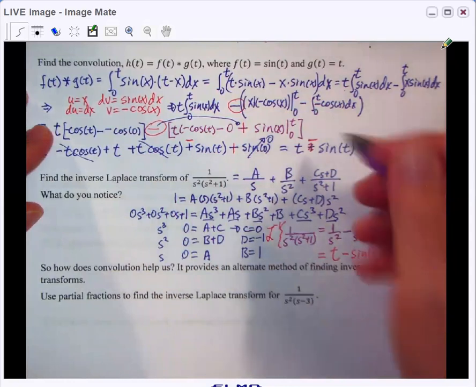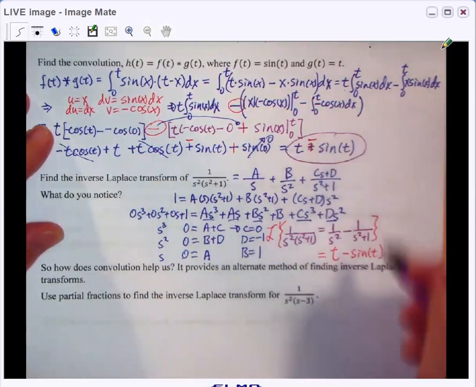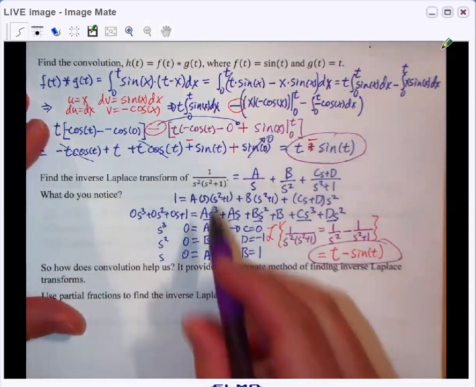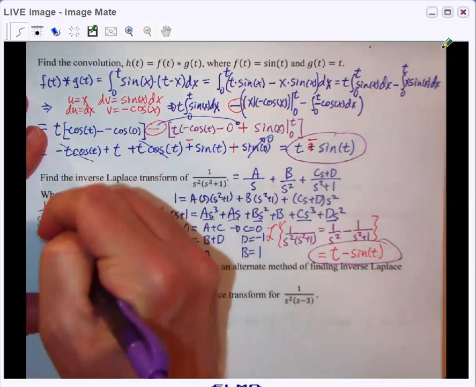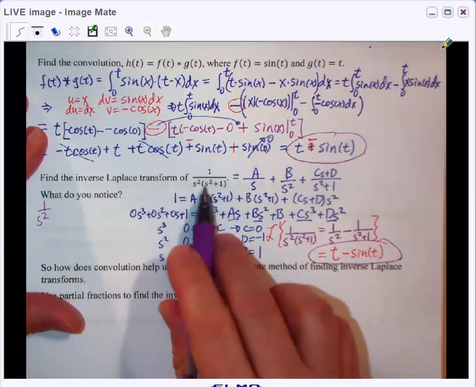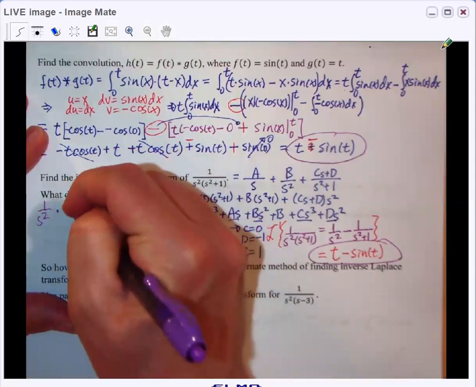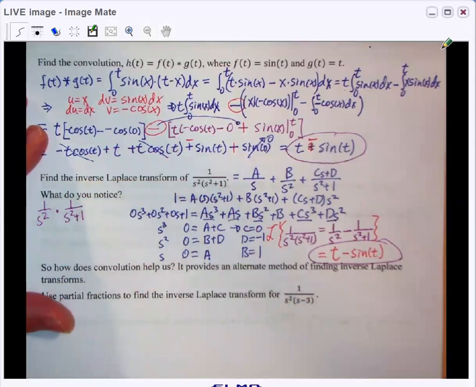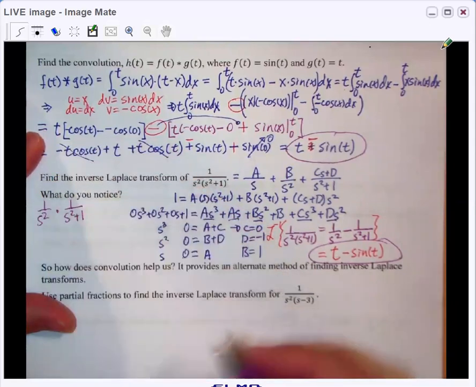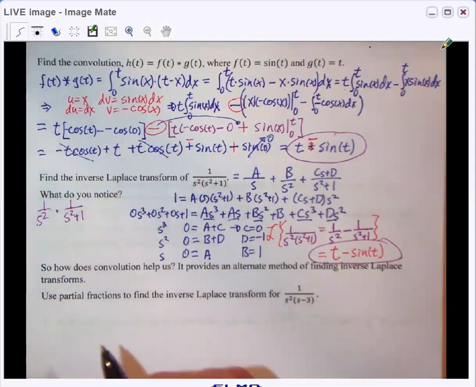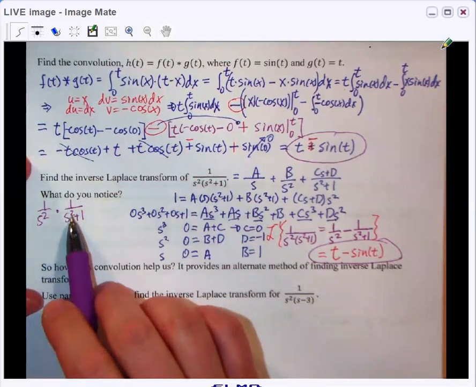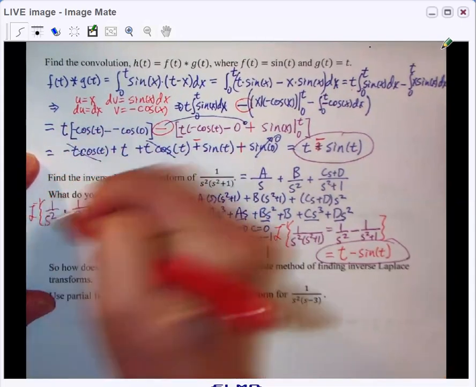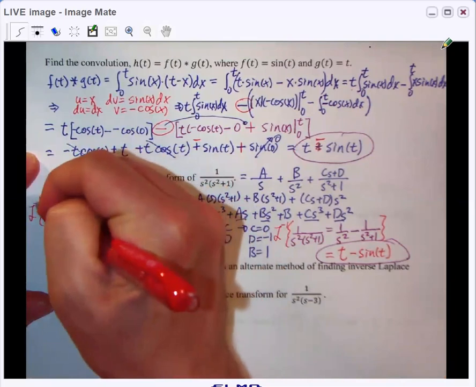How did I catch that? Well, I know the punchline. This thing and this thing look amazingly alike. And why is that? Well, let's take a look at 1 over s squared times s squared plus 1. I could rewrite that as 1 over s squared times 1 over s squared plus 1. And here's the magic. So if I do the inverse Laplace transform of this, sure, get that inverse symbol in there.